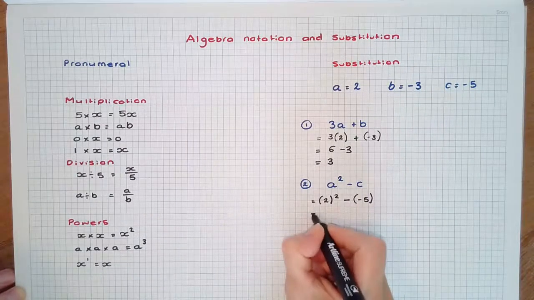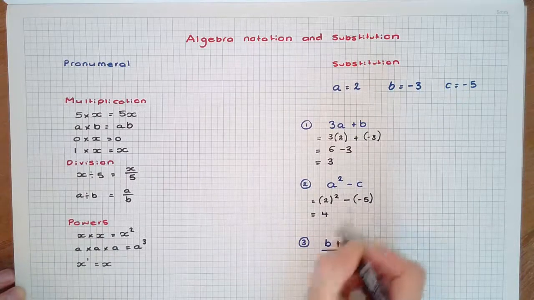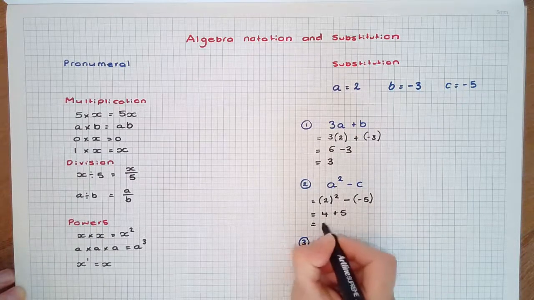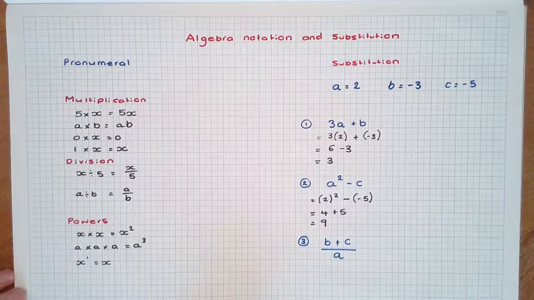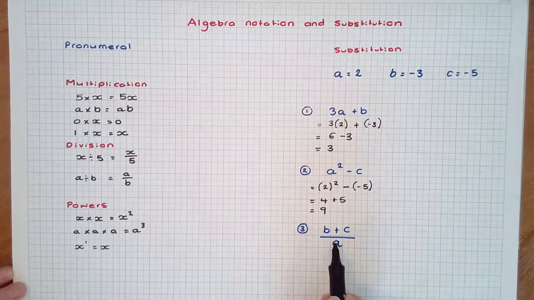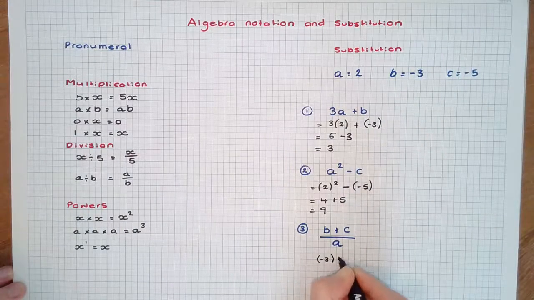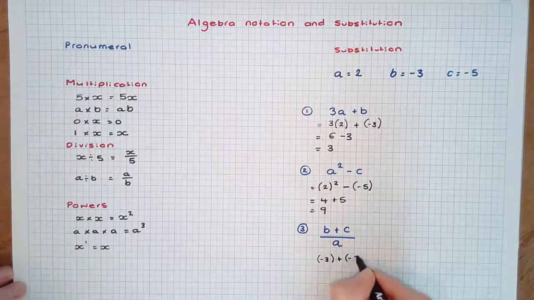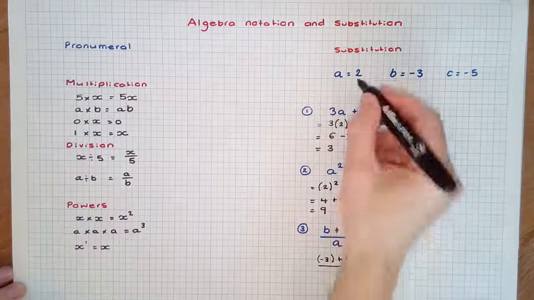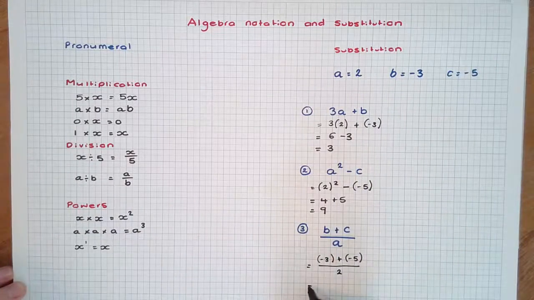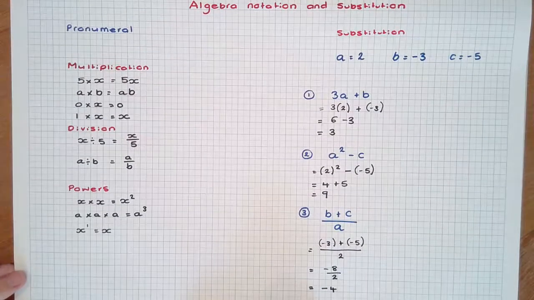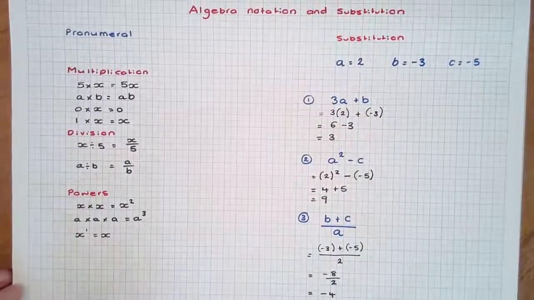Now we'll evaluate the expression. 2 squared is 4, taking away -5 is the same as adding 5, and we get a final answer of 9. And finally, b plus c over a, substituting -3 in for b, plus -5 for c, over a being 2. -3 plus -5 is -8 over 2, which finishes as -4. This process of substitution is evaluating the expression.